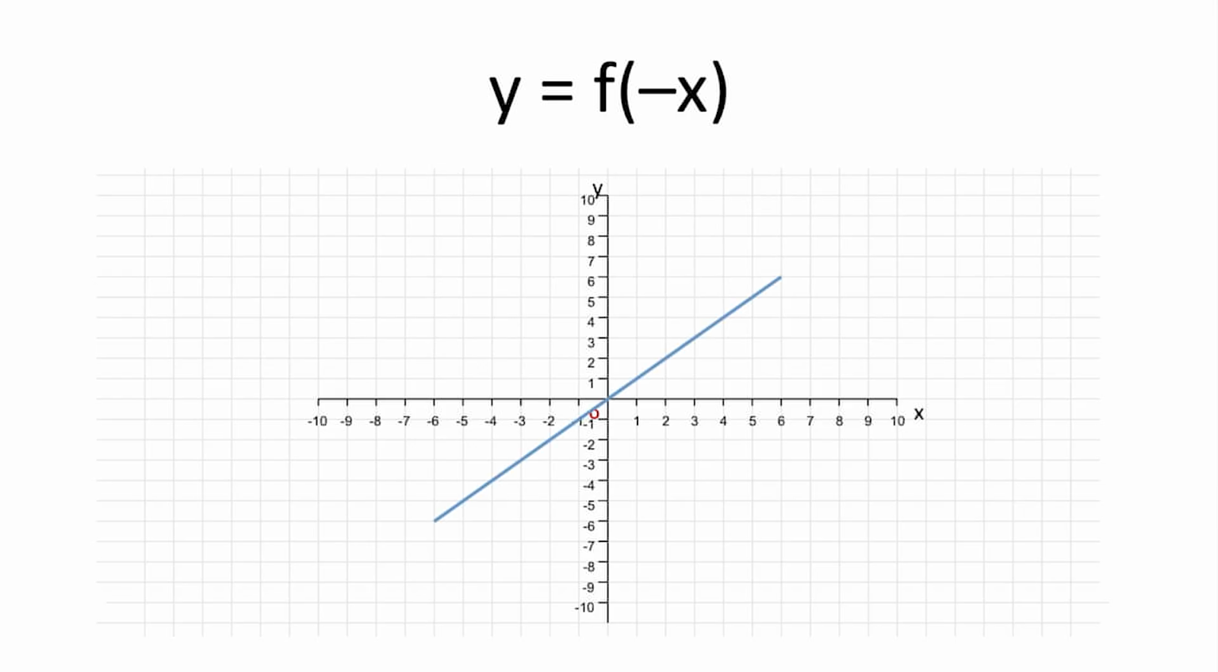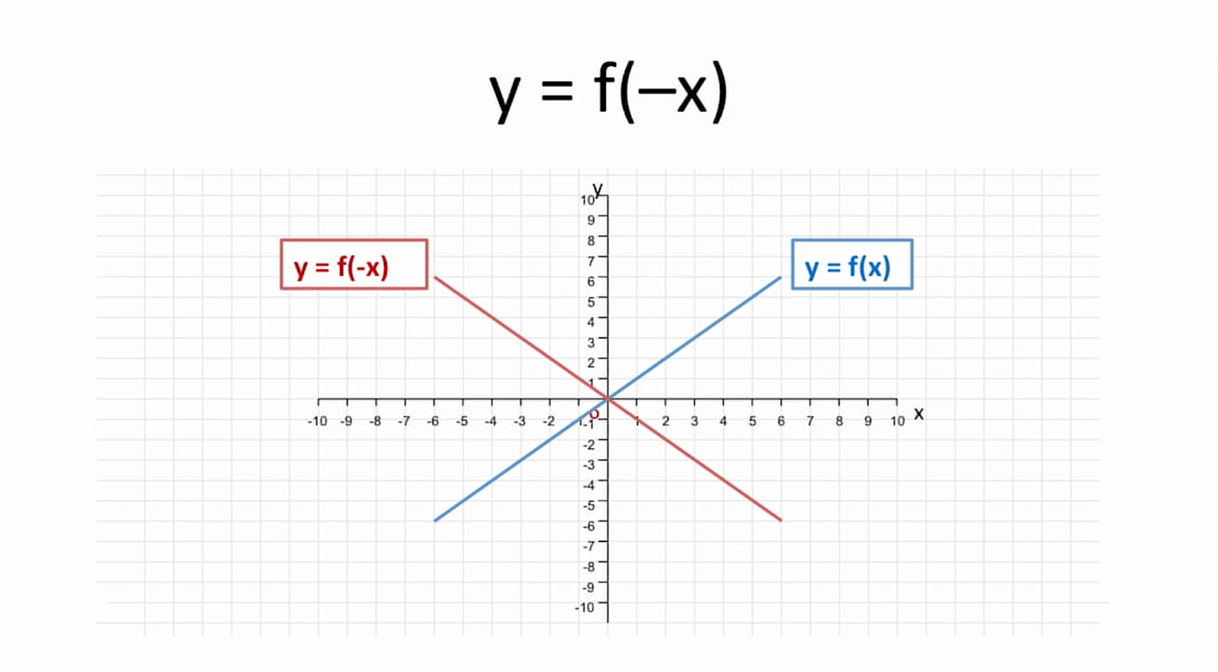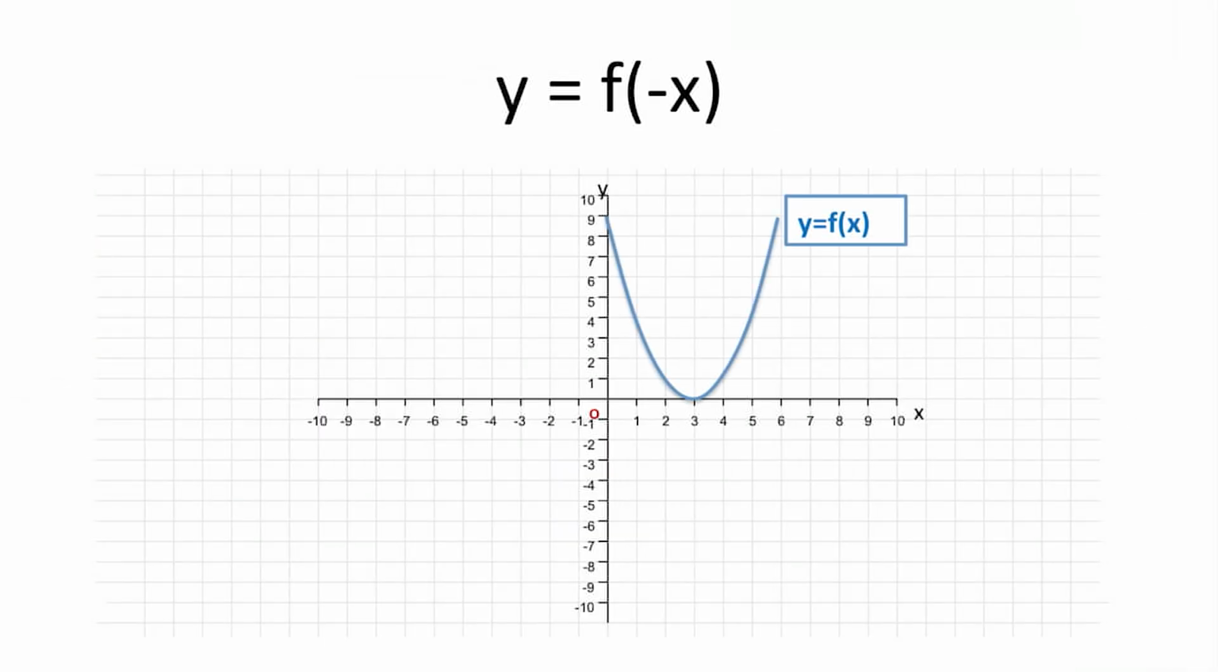Let's say, for example, we have our straight line here. Now this is our function of x. Now if I do f of minus x, as we've said, that is a reflection in the y-axis. So that is where our new line would be, and we'd label it y equals f of minus x. Now if we look at this graph as our function of x, if we do f of minus x on this, again it's a reflection in the y-axis, so it would look like this. Y equals f of minus x being indicated in red.